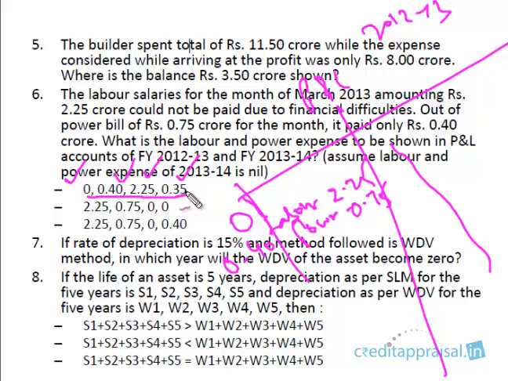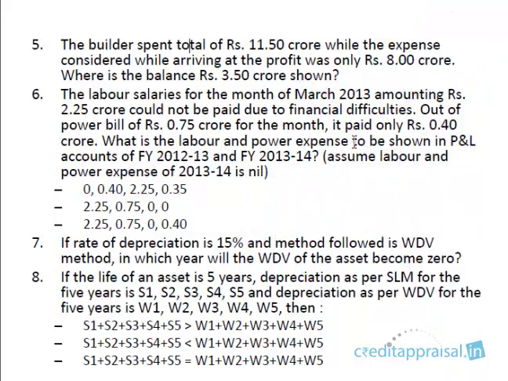But we are saying show the entire 2.25 and 0.75 in 12-13 only. And the next year 13-14 you have 0-0, right? This won't be carried forward, because we're assuming labor and power expenses of 13-14 are nil. So the correct answer is 2.25, 0.75, 0, 0. Let us see the next question.